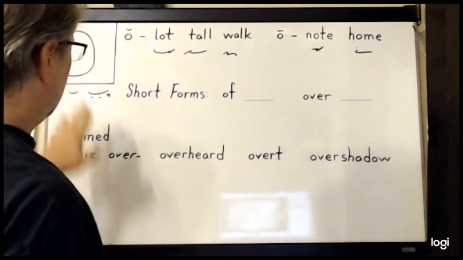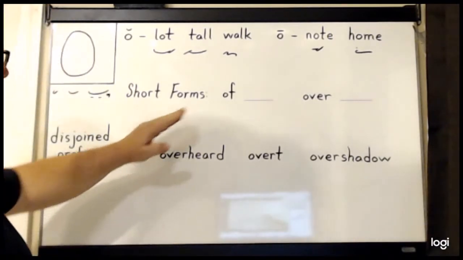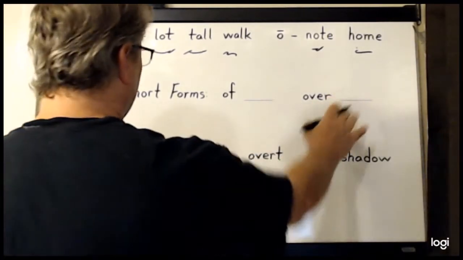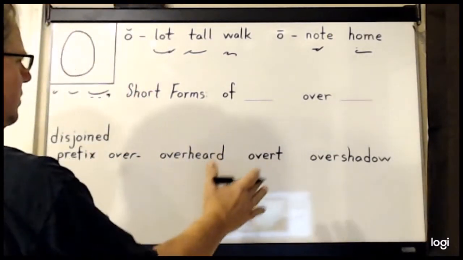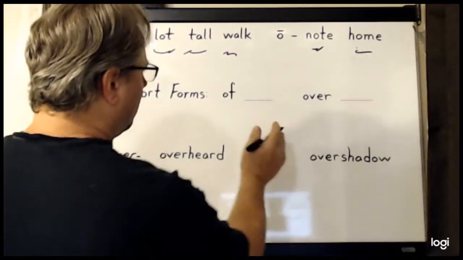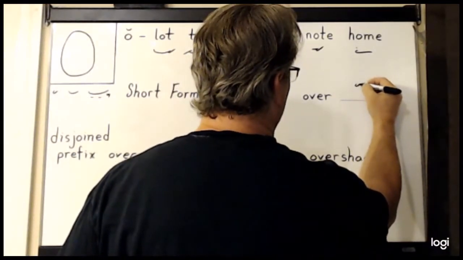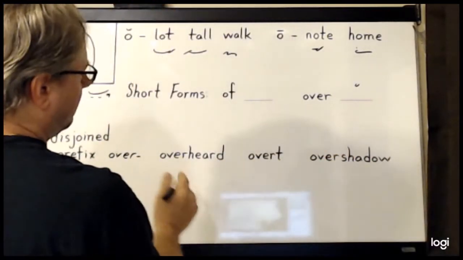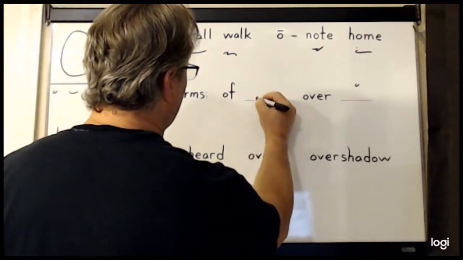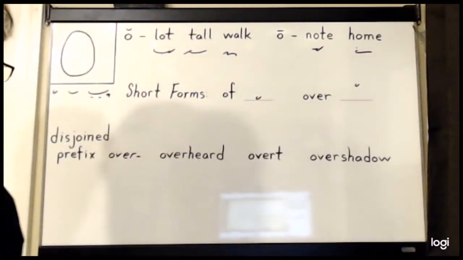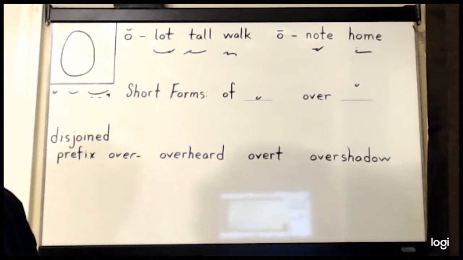Now the letter O also stands for the short forms of and over. And this should be easy to remember because the over is written above the line, or over, then the of is written on the line. The O also stands for the disjoint prefix over.